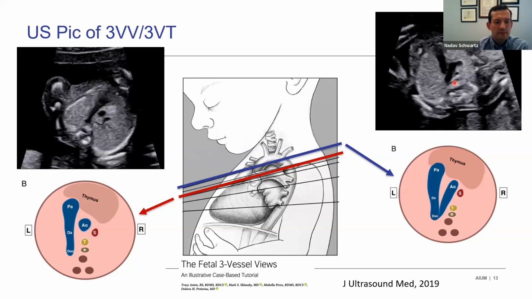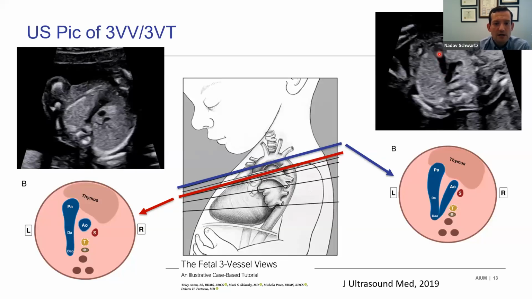Now, it's a little bit of a misnomer, because the difference between the three-vessel view and the three-vessel trachea view is not that all of a sudden you see trachea. You can sometimes see trachea in both views. But the key here is more that you're looking at the arches. So it says three-vessel trachea, but I think it's a little bit of a misnomer.